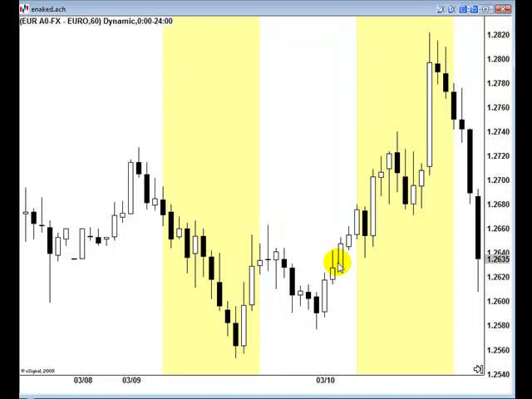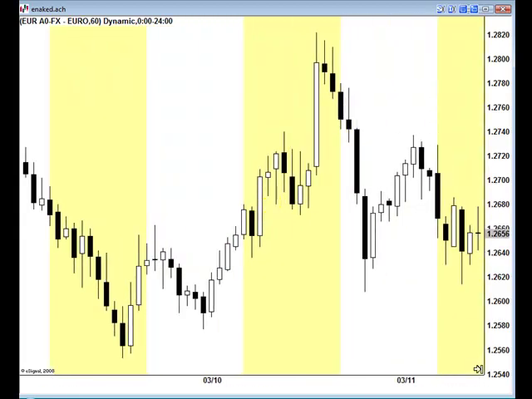Now, dark cloud cover and piercing patterns. I'm going to take another little break for some water.